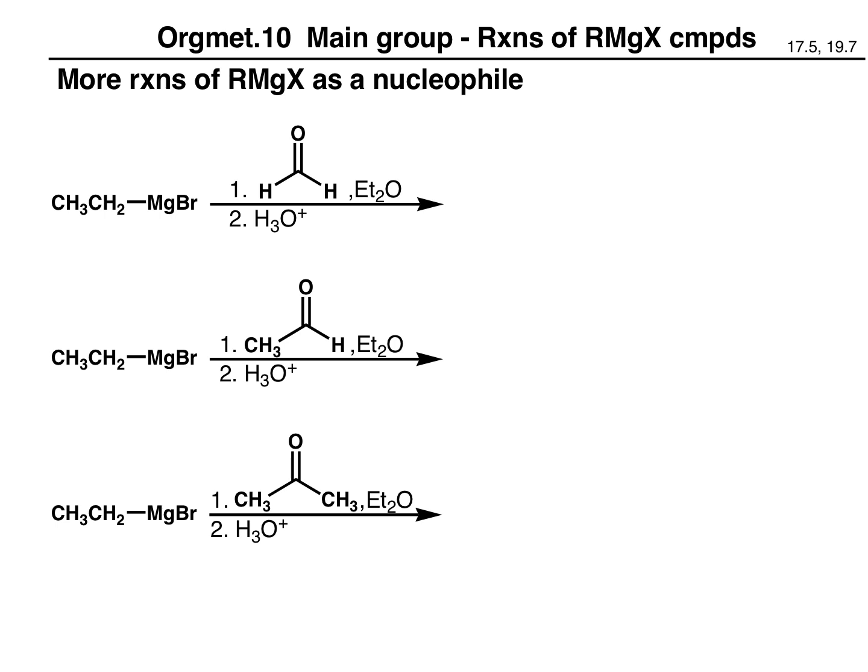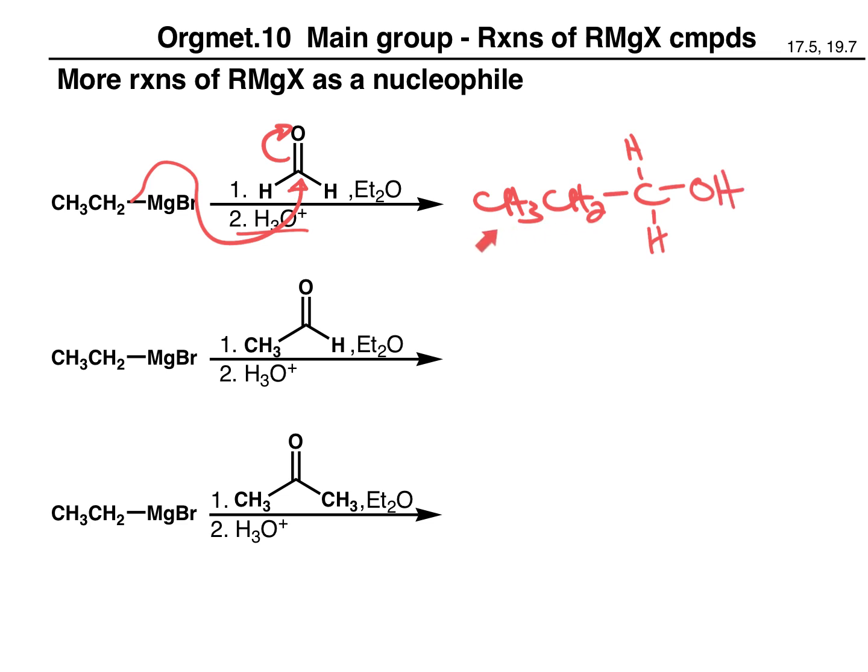So in our first example, we are using formaldehyde, and if this is our Grignard, this can share its electrons here, push these electrons up onto the oxygen, which would give us the alkoxide intermediate, and then aqueous acid workup would give us this as our product. So this comes from the Grignard, and this comes from the aldehyde. Notice when we are starting with formaldehyde, what we make is a primary alcohol.